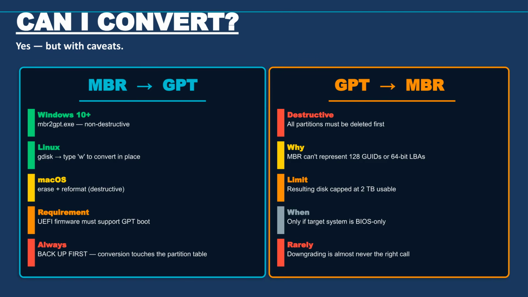GPT to MBR conversion is destructive, requiring deletion of all partitions first, and the resulting disk is capped at 2 terabytes. Downgrading is rarely necessary or recommended.